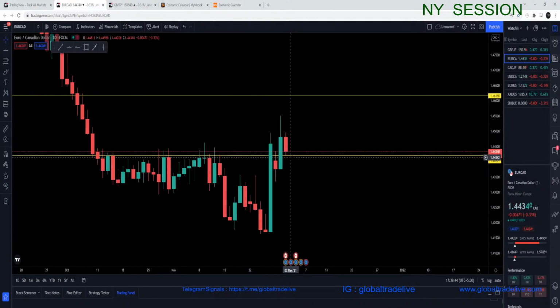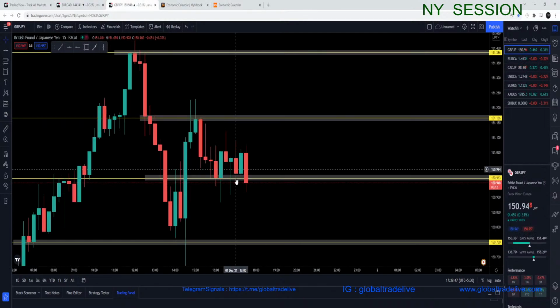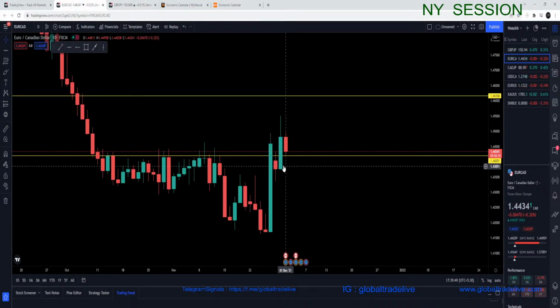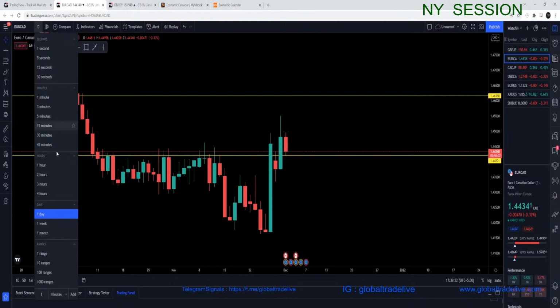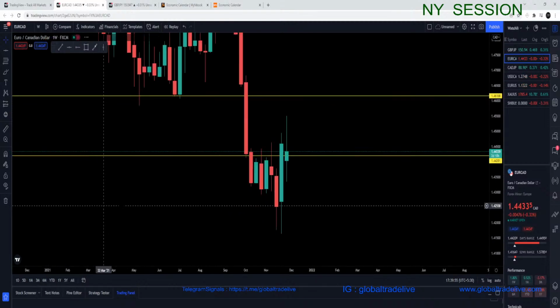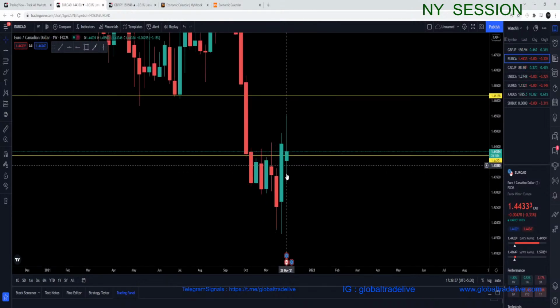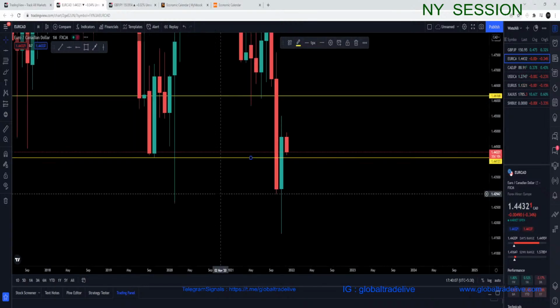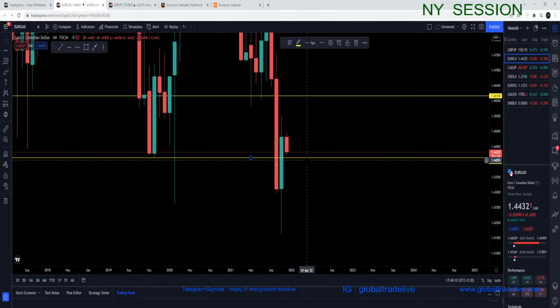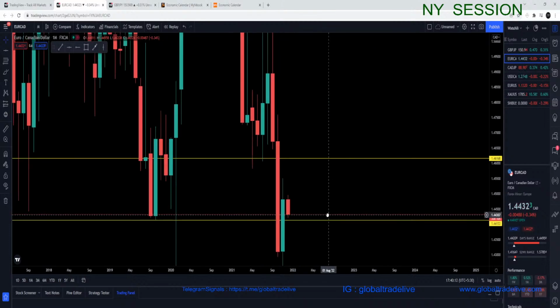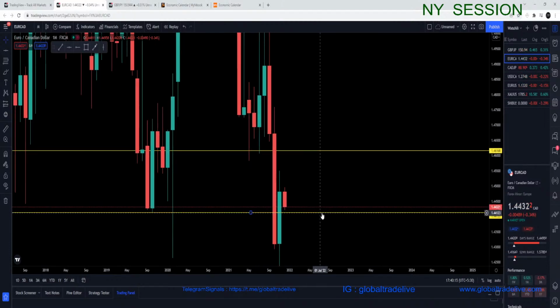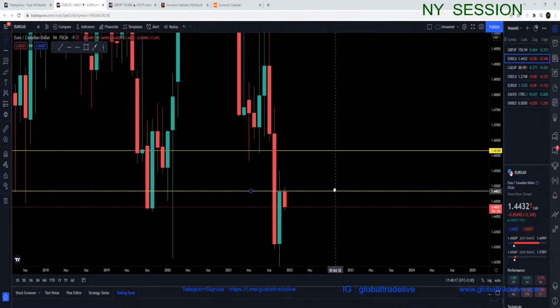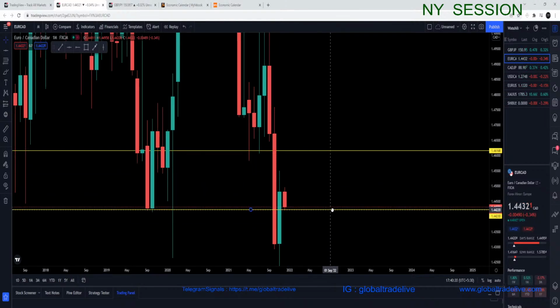So if we are expecting GBP to move up, then EuroCAD will be moving down, and if that is the case, then this weekly will also be moving down. This can be just a liquidity grab from this area. Yeah, I think that can happen over here. This can be just a liquidity grab from this area, and this can be a low created by the market.